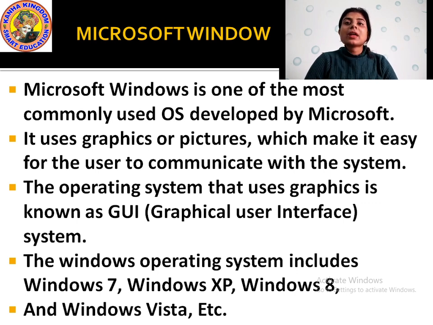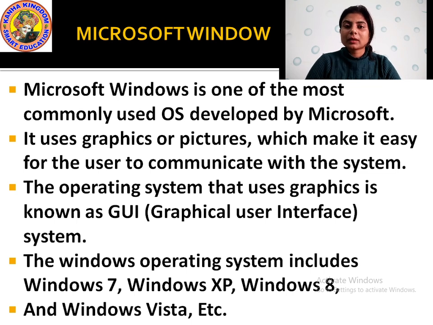Then the Windows operating system. What are the different Windows operating systems that we use? For example, Windows 7, Windows XP, Windows 8, Windows Vista, etc. These are the different examples of Microsoft Windows operating system. Those are Windows 7, Windows XP, Windows 8 and Windows Vista, and many more are there.